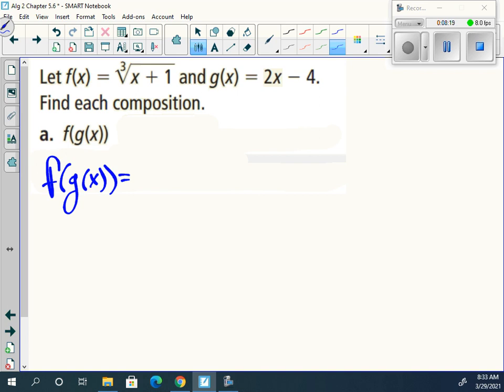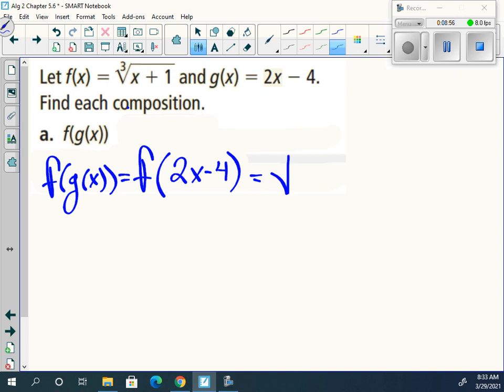Not as gross as it might be. Or it's not as gross as you think it's going to be. So let's work it out and see how this goes. So f of g of x. Well, what is g of x? Because when we plug x into g of x, we get 2x minus 4. Well, next we're going to take 2x minus 4 and plug it into f of x.